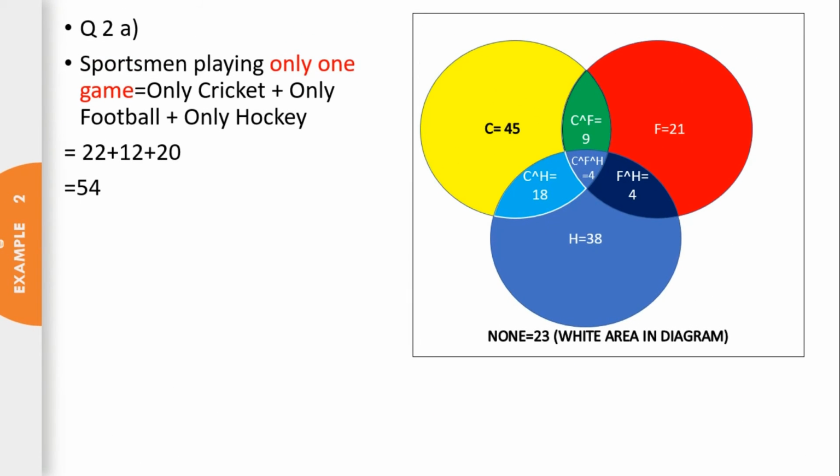there are total this yellow portion, red portion and blue portion. We just have to add these portions, so we will get how many people are there which are playing only one game. So that is 22 plus 12 plus 20, so 54 sportsmen are there which are playing only one game from their side. This is the only portion.